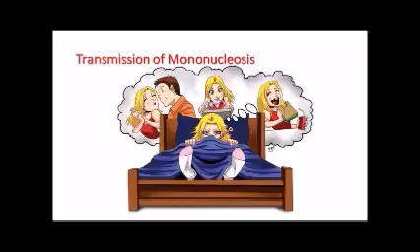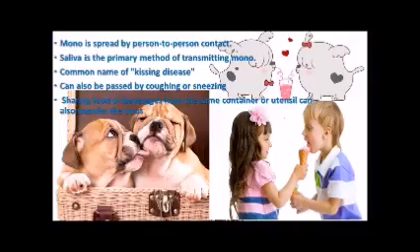EBV is the most common cause of infectious mononucleosis, but other viruses can cause the disease as well. Typically, these viruses spread most commonly through bodily fluids, especially saliva. However, viruses can also spread through blood and semen during sexual contact, blood transfusion, and organ transplants. As stated earlier, the main form of transmitting mono is person-to-person contact. Saliva is the primary method of transmitting mono, which leads to the infection of the B lymphocytes in the mouth and throat.